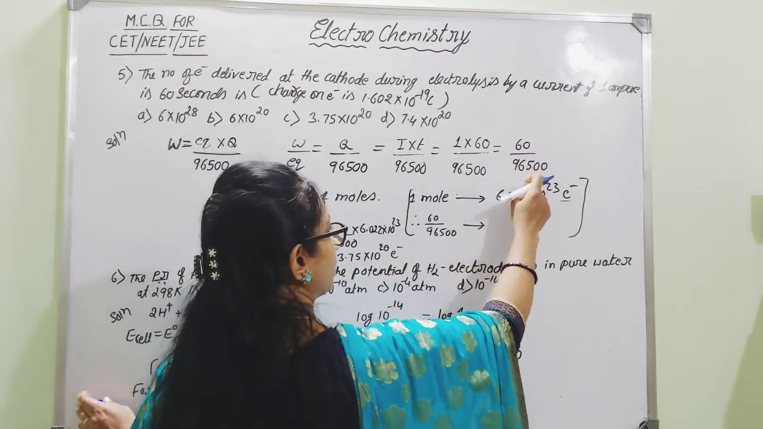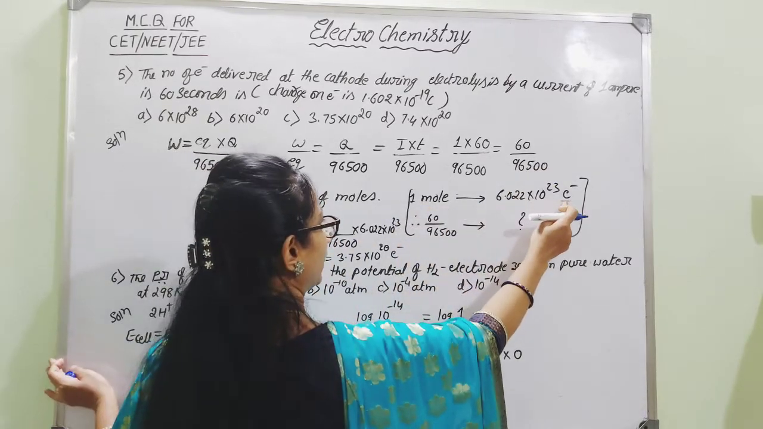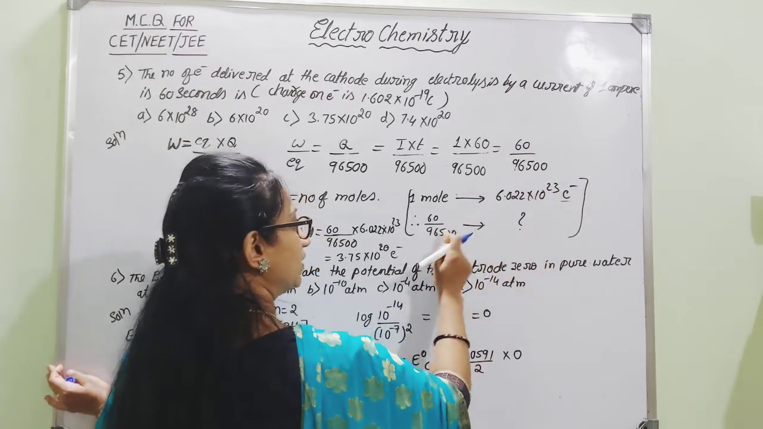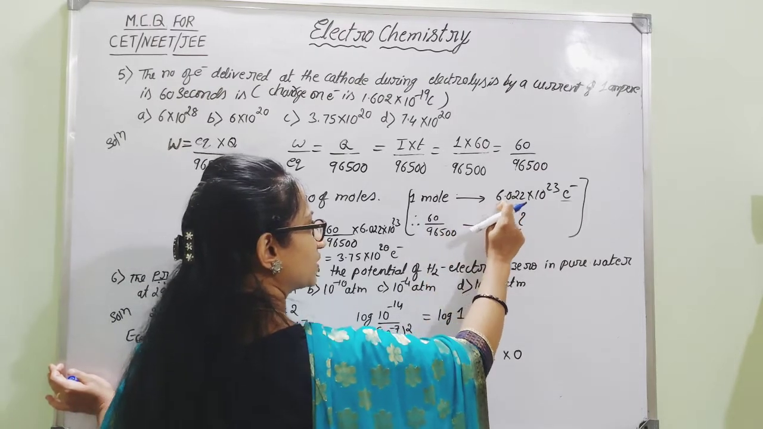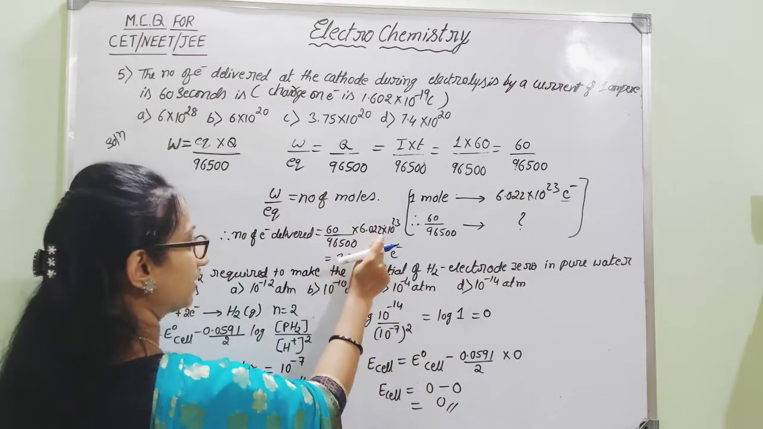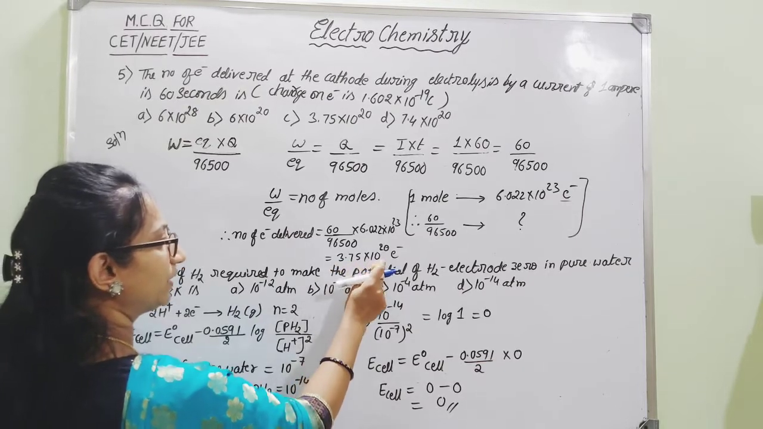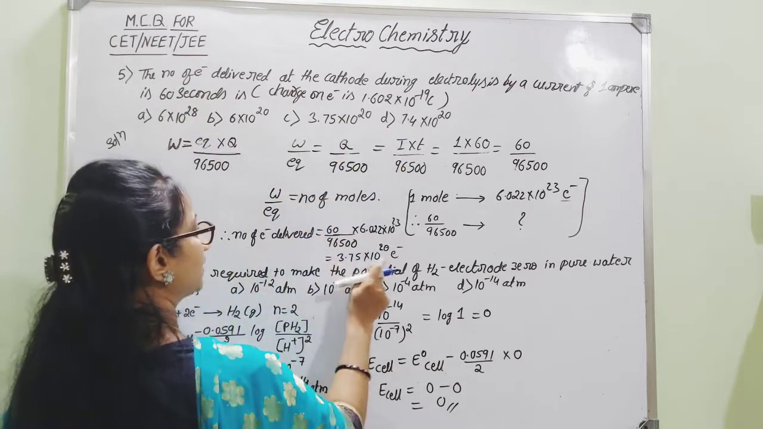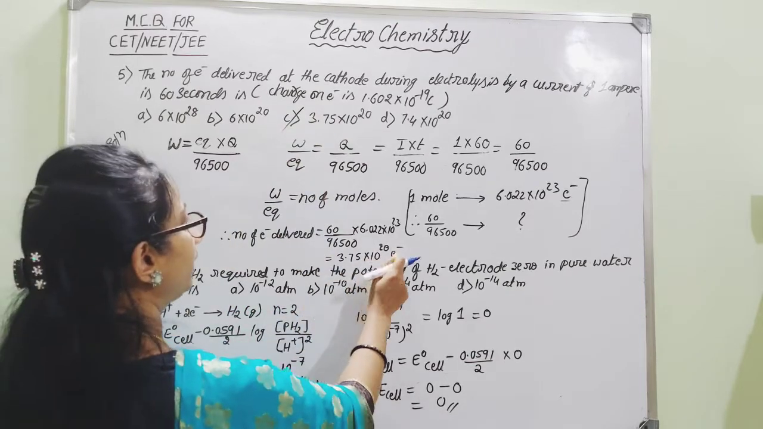The number of moles we have got is 60 by 96,500. Since 1 mole corresponds to Avogadro number of electrons, this many moles corresponds to how many electrons? So cross multiply: 60 by 96,500 into 6.022 into 10 power 23. On cross multiplying, the final answer is 3.75 into 10 power 20 electrons. Among the 4 options, the one with the same answer is the right answer, that is 3.75 into 10 power 20 electrons.